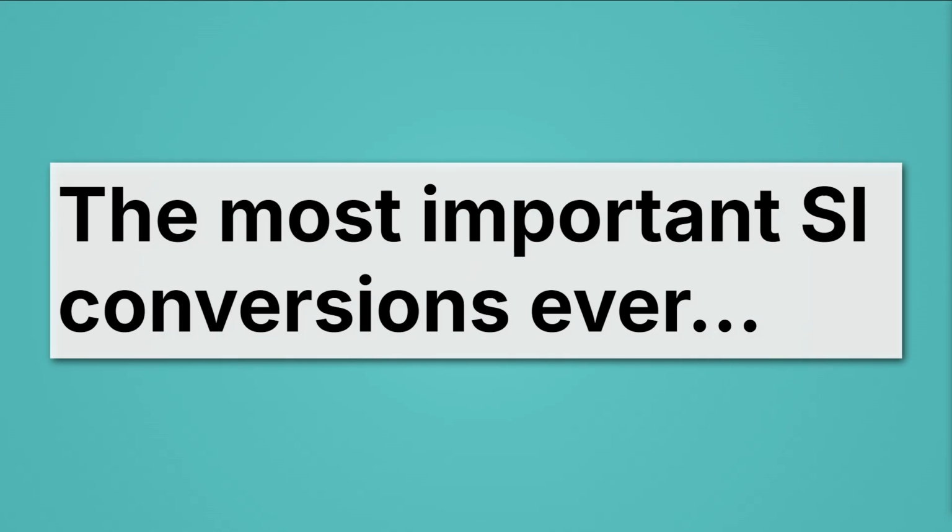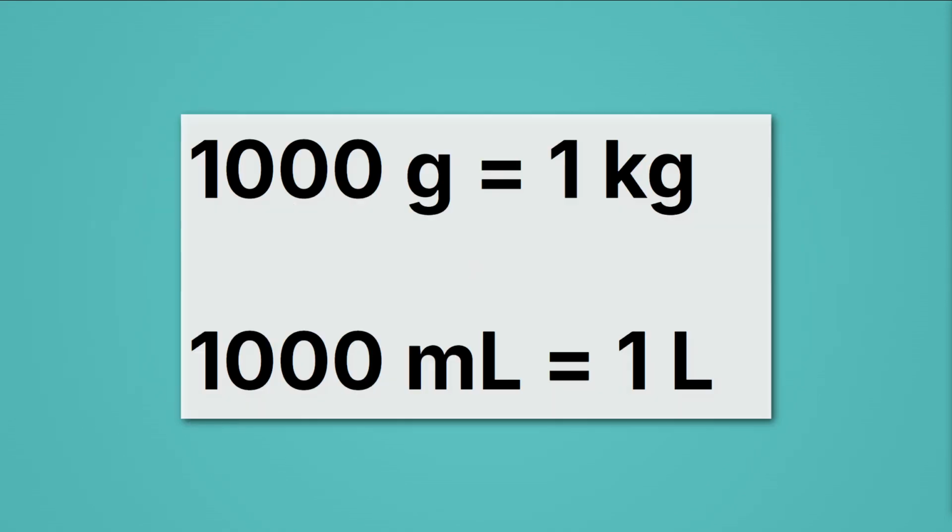Now, let me tell you the most important SI conversions ever. Here are the two that you'll see over and over and over again. 1,000 grams equals 1 kilogram, and 1,000 milliliters equals 1 liter. Maybe you already have these memorized, and if so, great. Otherwise, write these down or take a picture if you must. Maybe you're watching this on your smartphone. In any case, somehow capture this information. You're going to use it in the last part of this lesson.